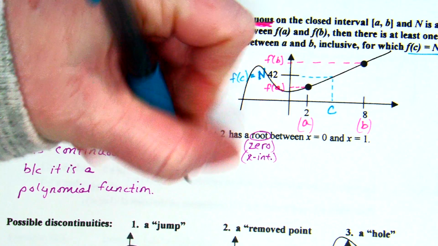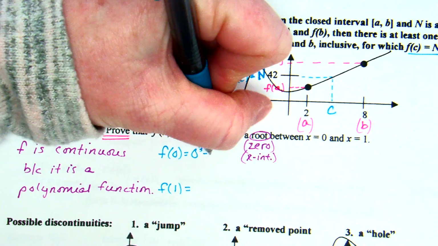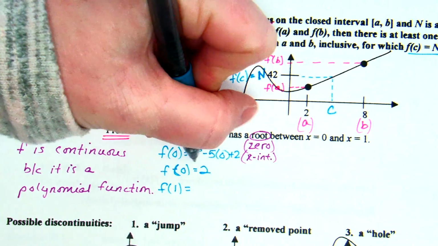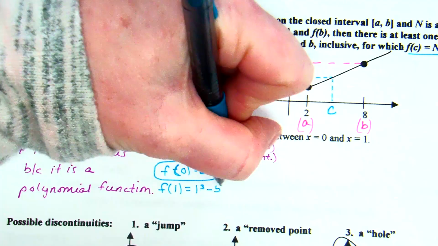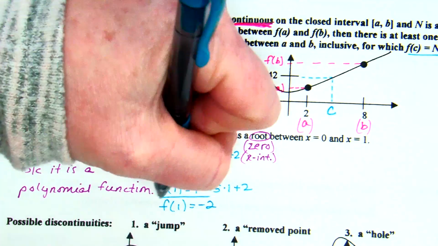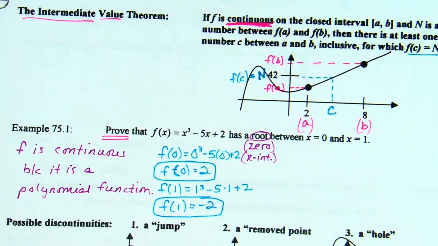So if we find f of 0, 0 cubed minus 5 times 0 plus 2. F of 0 is 2. If we put in 1, 1 cubed minus 5 times 1 plus 2. F of 1 is negative 2. Okay. So if f of 0 is 2, that's left to right 0 and up 2. f of 1 is negative 2, so that's right 1, down 2.